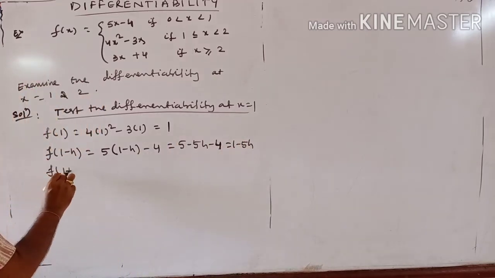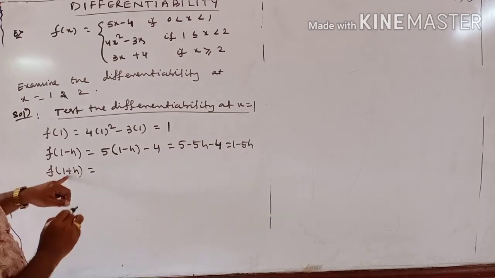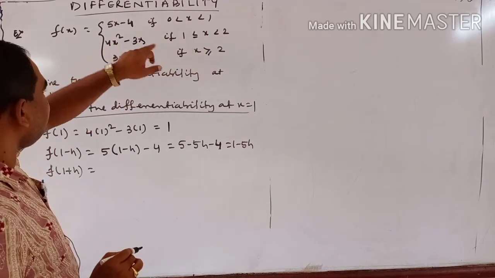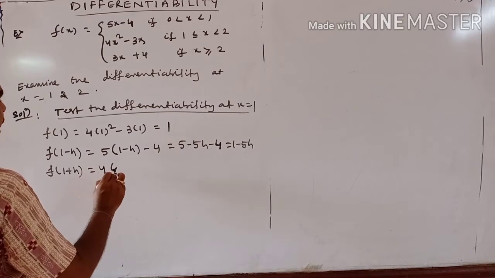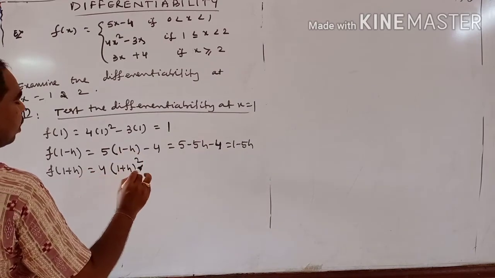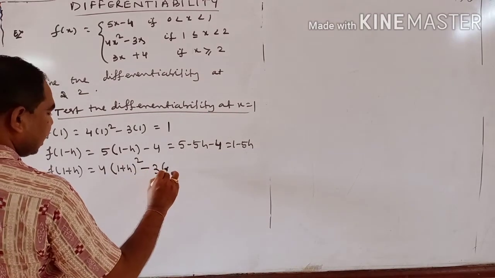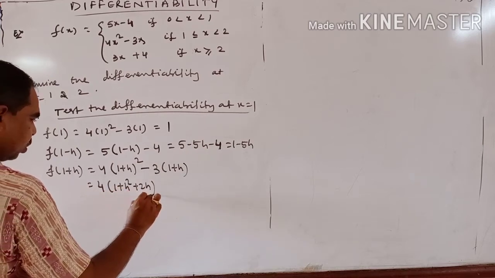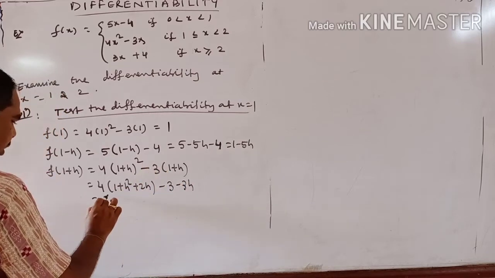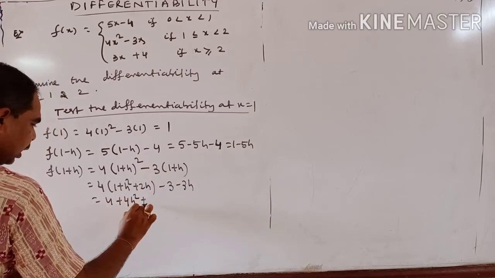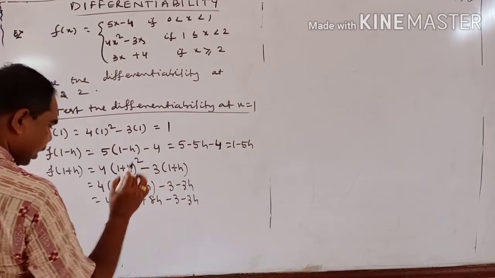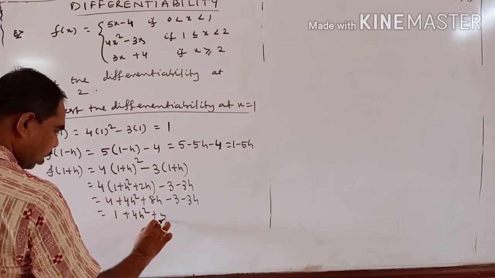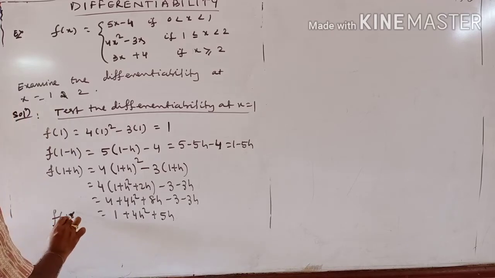Next, f of 1 plus h is required. So x greater than 1, 1 less than x means x greater than 1. So f of x is 4x square minus 3x, with x as 1 plus h: 4 into 1 plus h square minus 3 into 1 plus h. Expanding, 1 plus h square is 1 plus h square plus 2h, so this is 4 plus 4h square plus 8h, minus 3 minus 3h. Then 4 minus 3 is 1, plus 4h square plus 5h. This is f of 1 plus h.